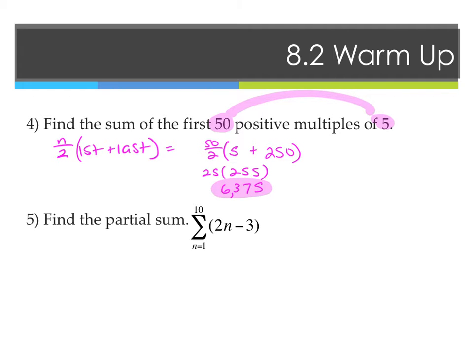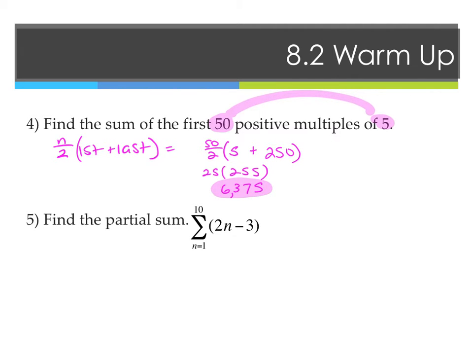The bottom number is where we start, the top number is where we stop. So we would be plugging in 1, 2, 3, 4, 5, 6, 7, 8, 9, 10 and adding them all together if this wasn't arithmetic. If this was just a standard sum, I would plug in 1, 2, 3, 4, 5, 6, 7, 8, 9, 10, and then add all those numbers together.